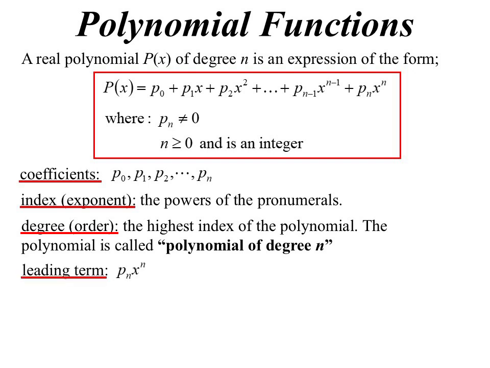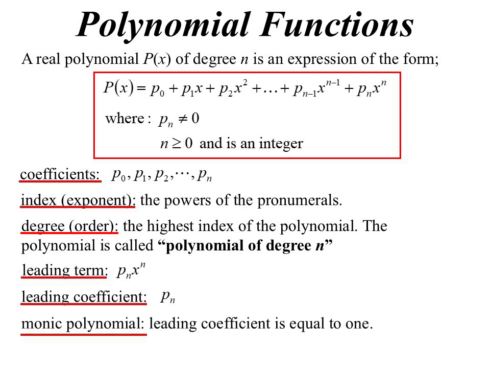The leading term then is the term that has that highest power, as opposed to the leading coefficient, which is just Pn. Why do I make that distinction? Just to highlight, make sure you read the question carefully. Is it asking for the leading term, or is it asking for the leading coefficient? And a monic polynomial is when that leading coefficient is equal to 1.